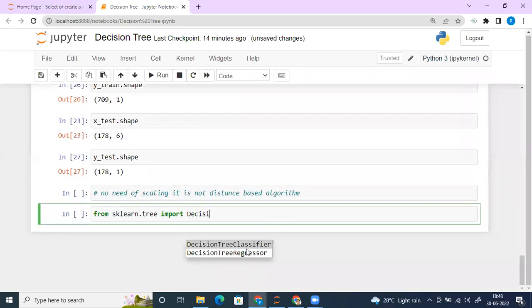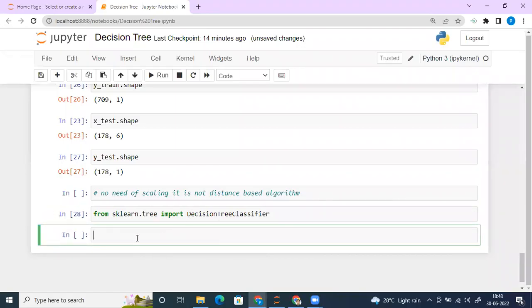If it would have been a regression problem, what would we have called it? Regressor. Clear, everyone? When it's a classification, we call it classifier. When it's a regression problem, we call it a regressor. It's a classification problem, so just use this and execute it. Come here, okay? It's a class to create an object of the same. model equals DecisionTreeClassifier. Okay, create an object of the same.